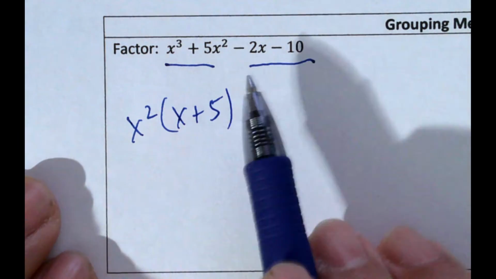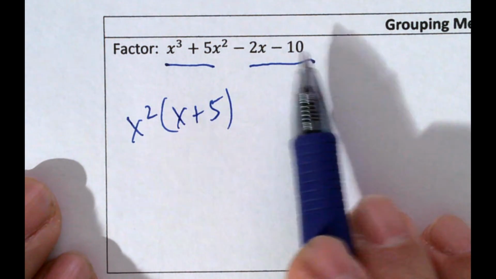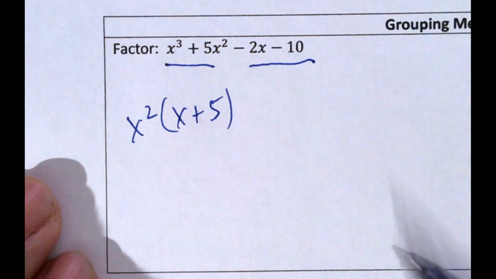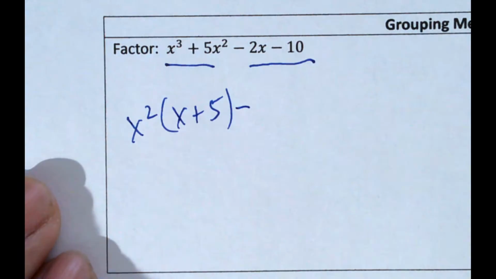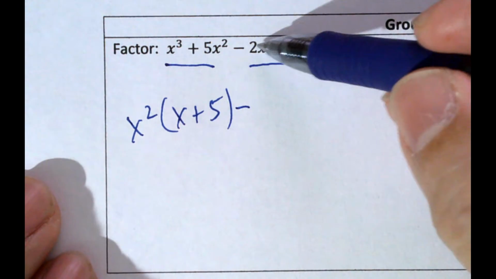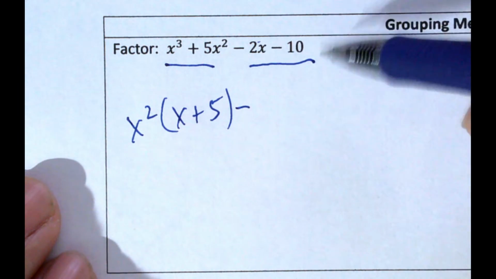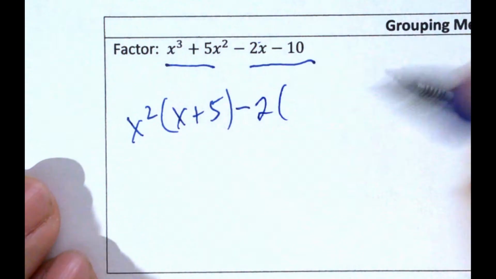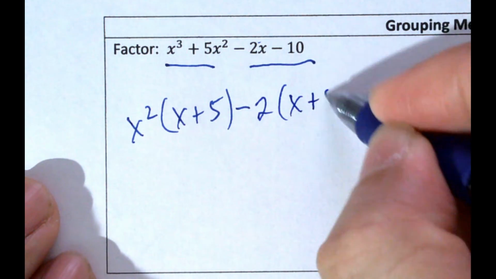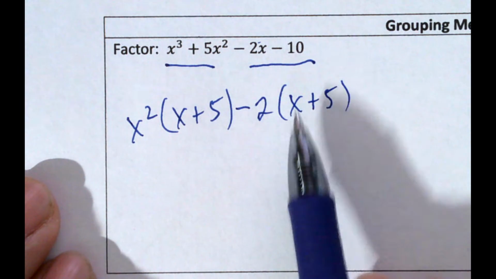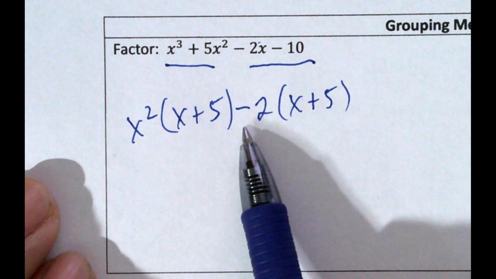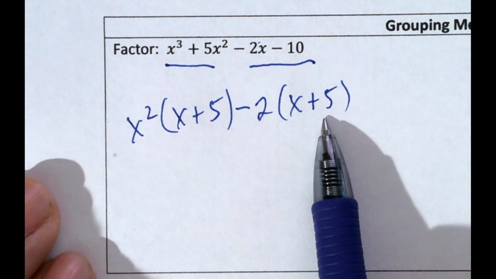Now, whenever this term is negative, it doesn't matter if the last term is negative or not. Whenever this term is negative, you're going to take a negative out. And you're going to divide by the common factor. The common factor here is 2, and that's going to give you x plus 5. It's giving you plus 5 because negative 10 divided by negative 2 is positive 5.